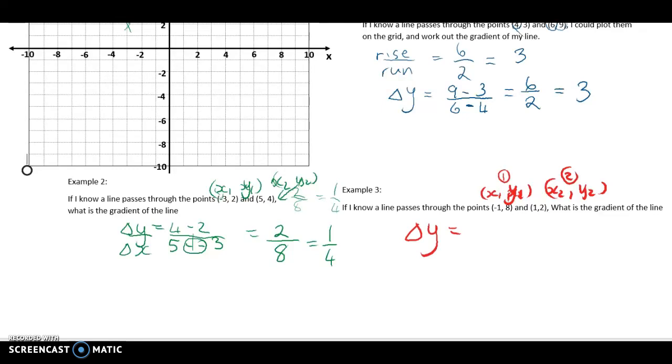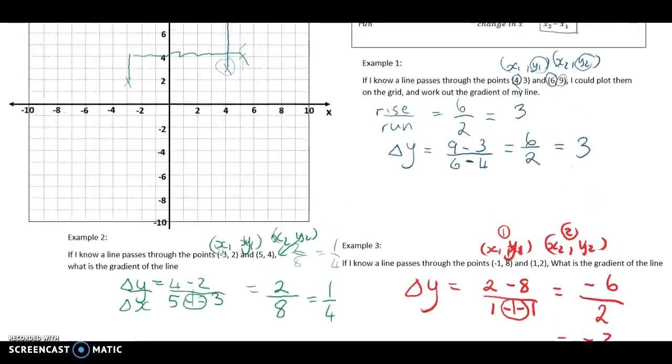Change in y. I've gone from 8 to 2. So I've actually gone down if you look at those, but anyway, let's go 2 minus 8. That's going to give me the difference there. And I've gone from minus 1 to 1, so 1 minus minus 1. 2 minus 8 gives me minus 6, and 1 minus, if there's two negatives right together, it makes it positive, and it'll be over 2, so my gradient will be negative 3, because negative 6 divided by 2 gives me negative 3. Hopefully you got that as well.